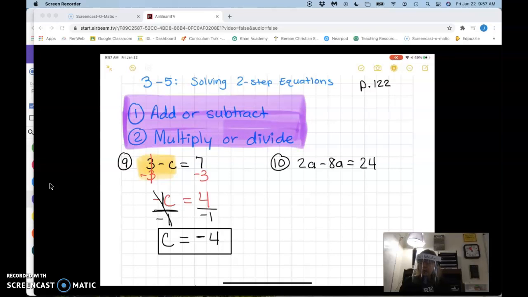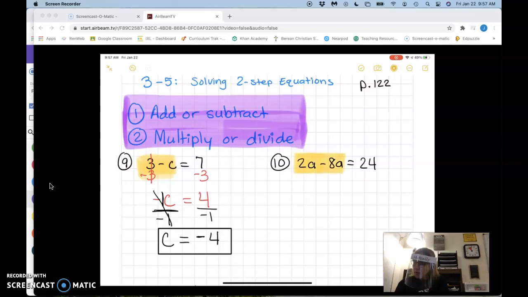Okay? So, technically what we did is we just switched all the signs. We took the negative off the c and put it on the 4. Okay? So, c equals negative 4. And let's do the last one.